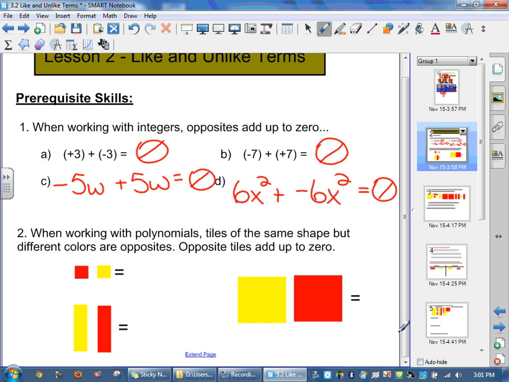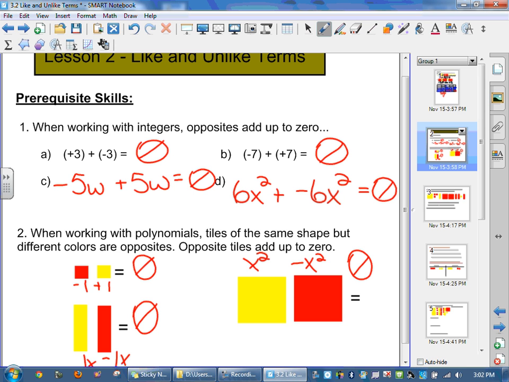Just like we know, these are our 1 units. So I have a negative 1 plus 1, I get 0. 1x minus 1x, 0. X squared and a negative x squared, 0. Same thing with our variables. All right. Let's take a look at the next.